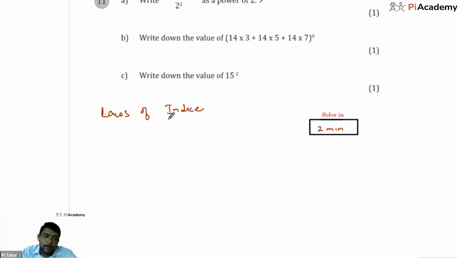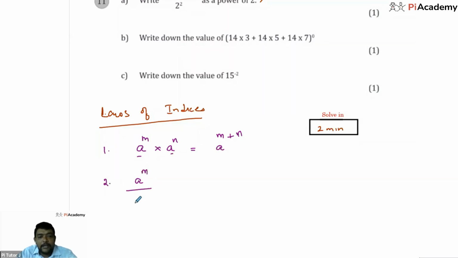Okay, number 1: a to the power of m times a to the power of n is a to the power of m plus n. So when you have the bases equal and there is a multiplication sign, you can add the exponents. The second law is a to the power of m divided by a to the power of n is a to the power of m minus n. Okay, that's the second law.